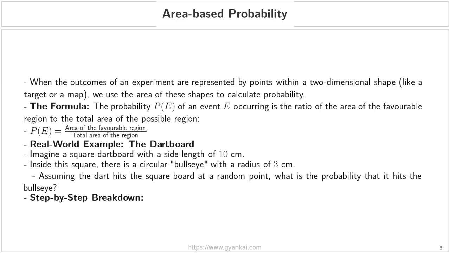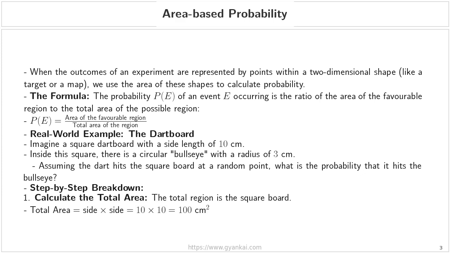Let's break this down step by step so you can see the process clearly. First, we need to identify our total possible region. Our total region is the entire square board. To find the area of a square, we multiply side times side, so 10 times 10, which gives us a total area of 100 square centimeters.